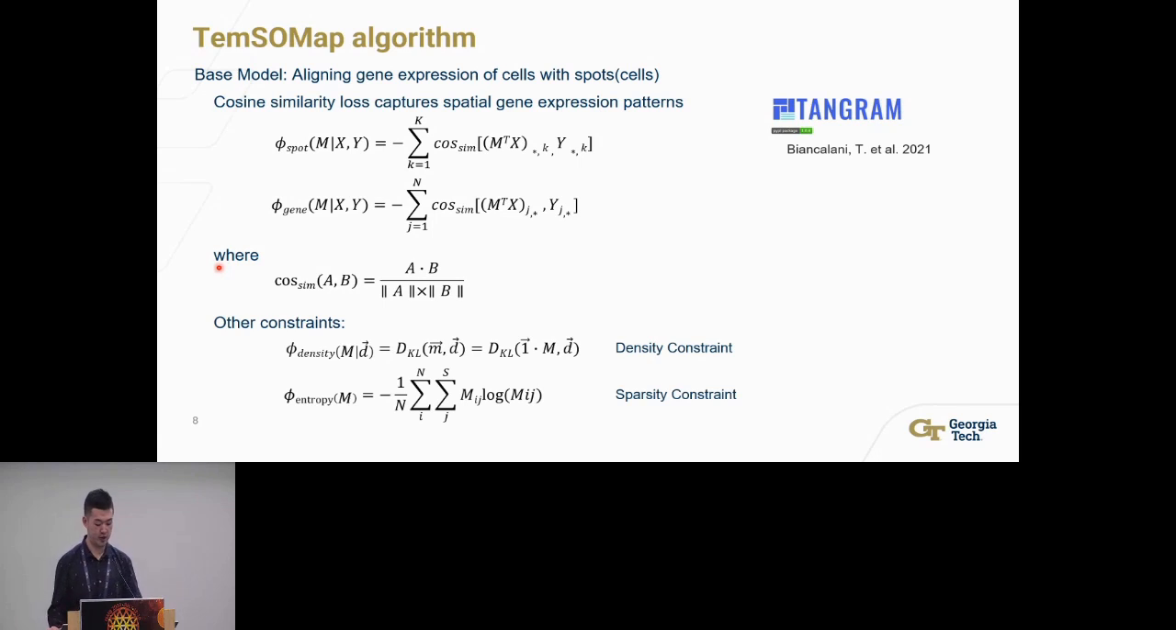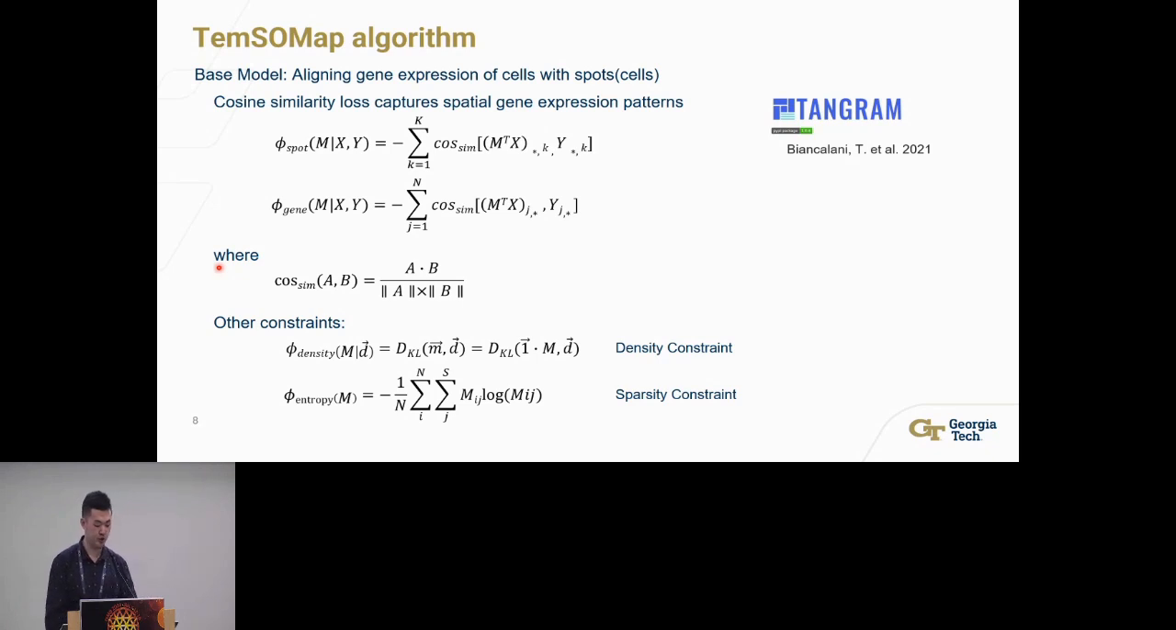Additionally, we have some other constraints. The first one is a density constraint. Here the vector D corresponds to, for certain spatial transcriptomics data, the cell density at each spot that we might be able to infer. With our M matrix, we are also able to model the density by calculating the row sums of the M matrix. And we can use a KL divergence term to make the density distribution between the two as similar as possible.